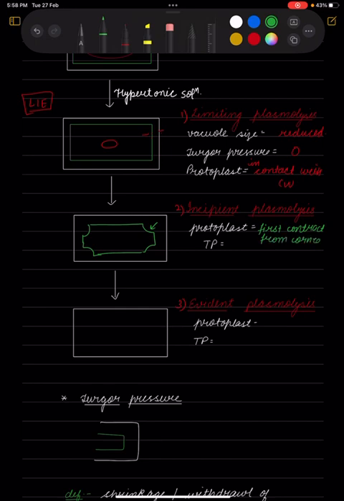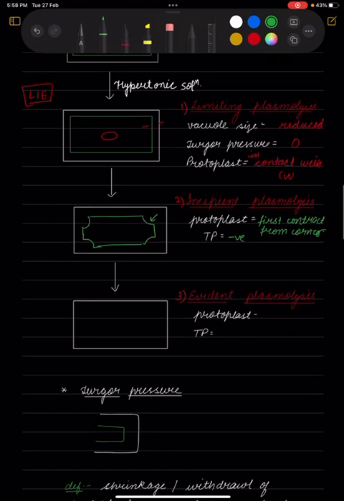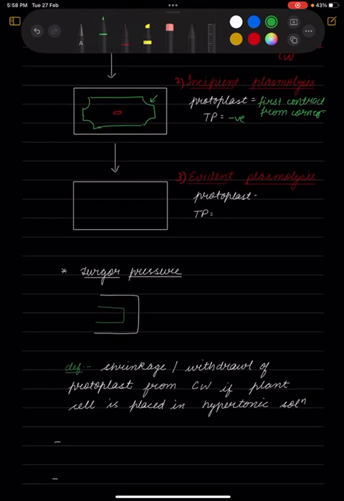And the turgor pressure is negative. I will discuss it after some time. And if I talk about the vacuole, it will decrease in size. In the next case, we can see the protoplast becomes almost round like this, and the vacuole will be small in size. So the protoplast becomes round and the turgor pressure will be more negative.